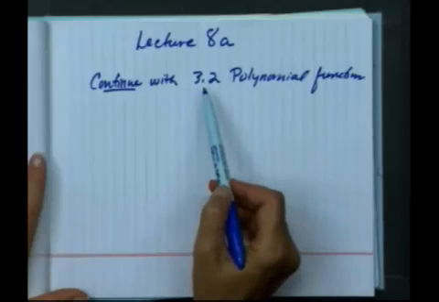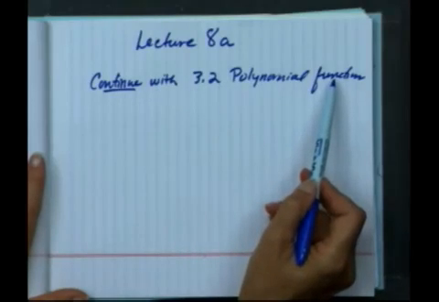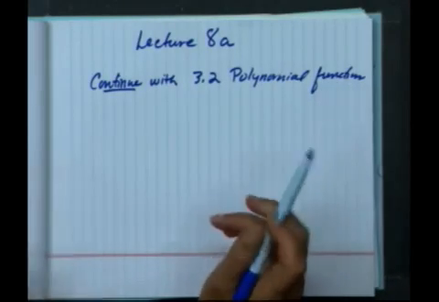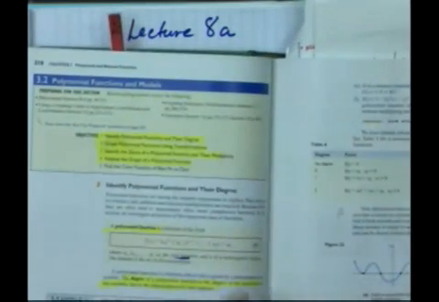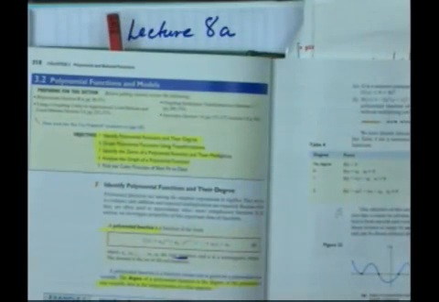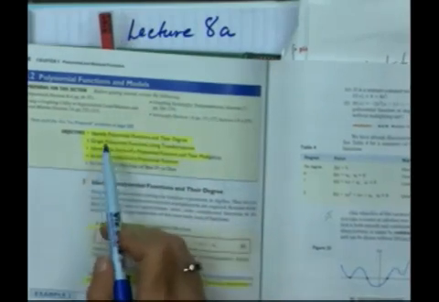Okay. Welcome back, everybody, to Math 107. This is the first lecture after the test, although we started section 3.2 before the test. We were working on polynomial functions, chapter 3, section 2. I just want to briefly go back and quickly talk through what we did. We learned to identify a polynomial function.